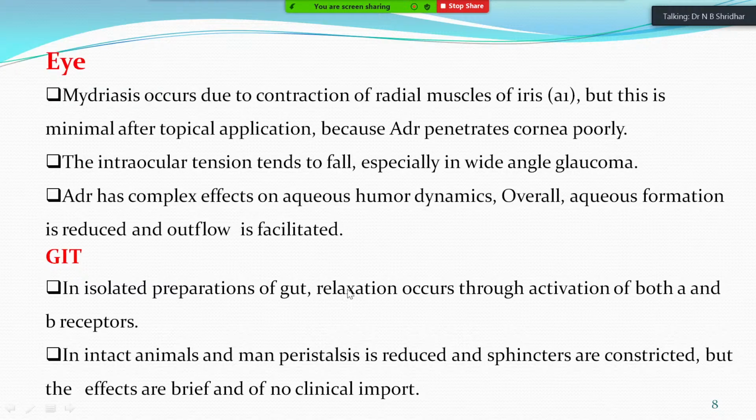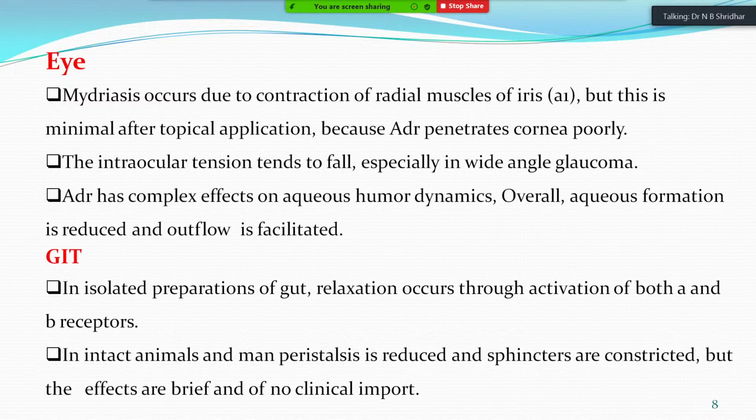So, the gastrointestinal tract is one of the important tissues in the body that we need to learn, namely the effect of adrenaline on the gastrointestinal tract. Just imagine that you are in great fear and about to run. What will be the effect of adrenaline on your gut? In isolated preparations, relaxation occurs through the activation of both alpha and beta receptors, whereas in intact animals like us, in man, peristalsis is reduced.